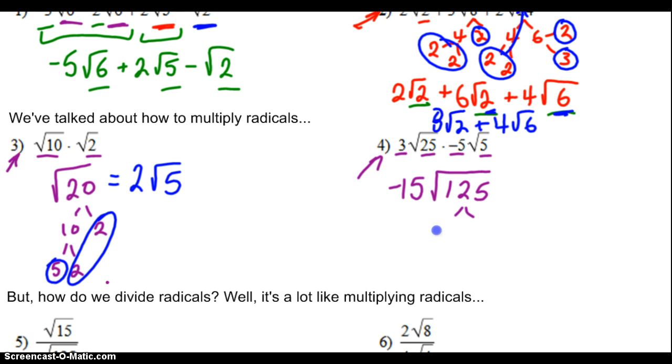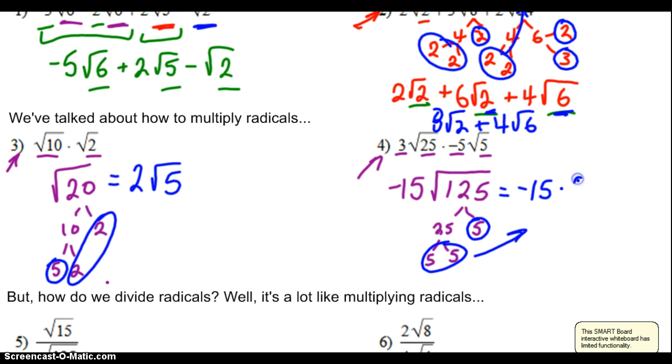125 breaks down into 25 and 5. 25 breaks down into 5 and 5. Looks like we've got ourselves a pair of 5's and a lonely 5. So we have negative 15 outside the square root times that 5 from the pair, square root of 5, and negative 15 times 5 gives us negative 75 square root of 5. All right, we're all set with reviewing how to add, subtract, and multiply radicals.